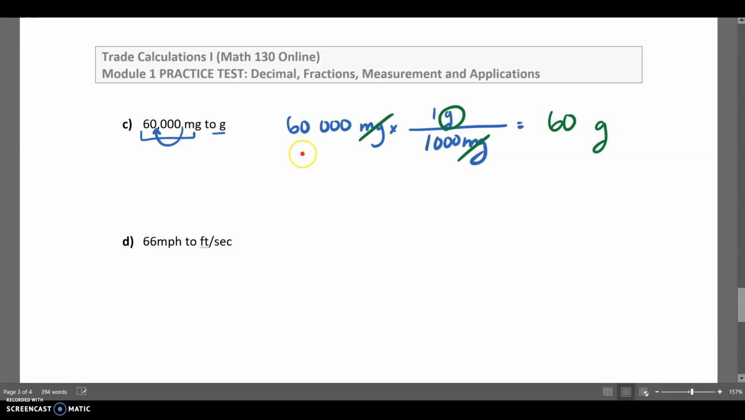Our original measurement had 1 significant figure. These are all trailing zeros and are not significant. And our final answer has 1 significant figure as well.